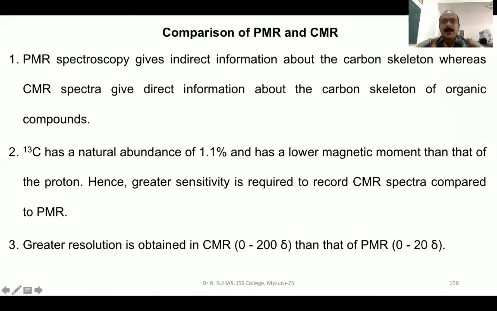Comparison of PMR and CMR. Here PMR refers to proton magnetic resonance, CMR refers to carbon magnetic resonance. PMR is also called 1H NMR. CMR is also called C13 NMR.